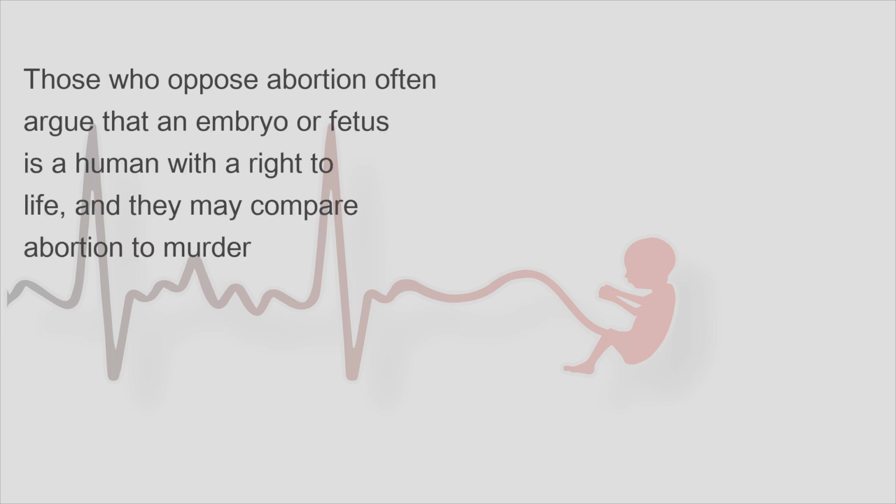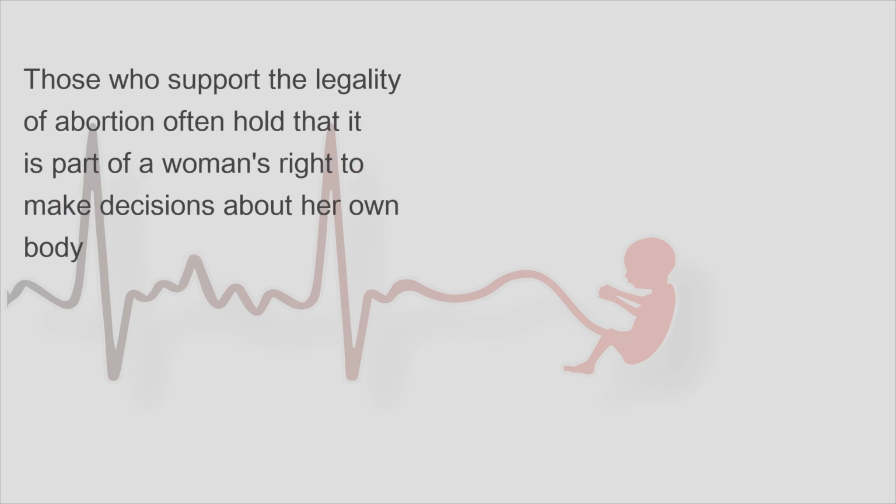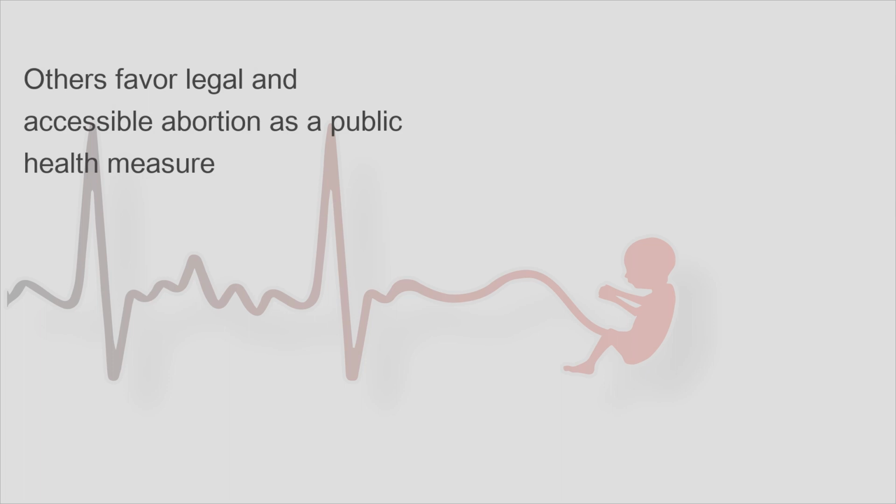Those who oppose abortion often argue that an embryo or fetus is a human with a right to life, and they may compare abortion to murder. Those who support the legality of abortion often hold that it is part of a woman's right to make decisions about her own body. Others favor legal and accessible abortion as a public health measure.